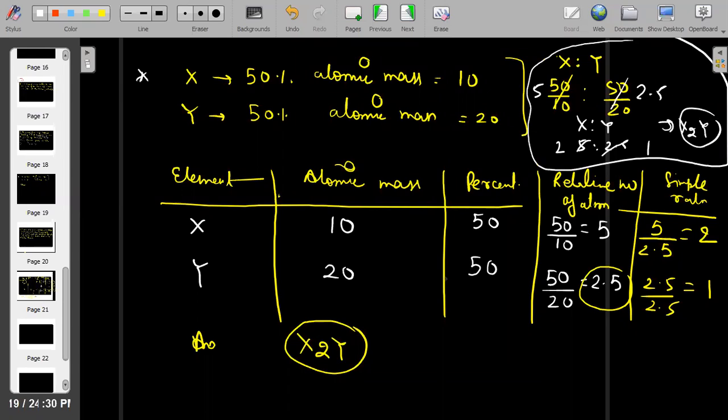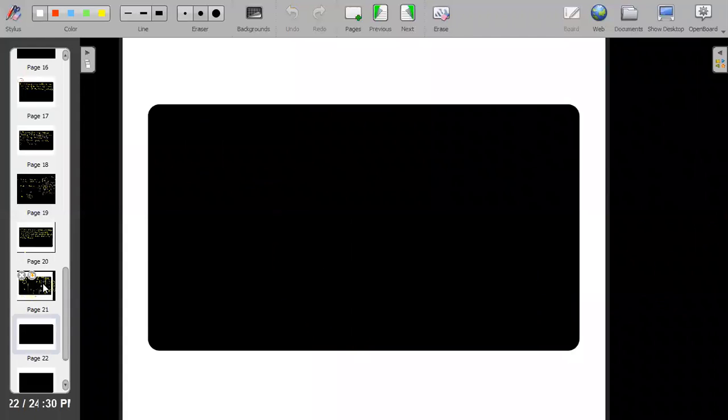This is very simple. Suppose you have less time, you solve with this short trick. Just do it like this. This is the short trick. Again I'm repeating this. Wait for a while.